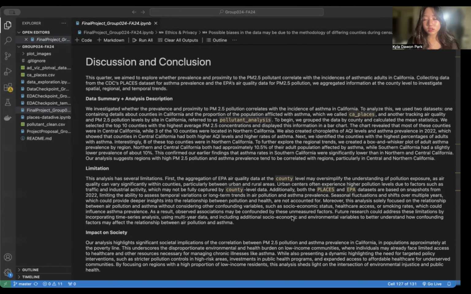Overall, our findings underscore the societal impact of PM2.5 pollution, particularly in low-income communities, highlighting the urgent need for targeted environmental and public health interventions. Thank you.